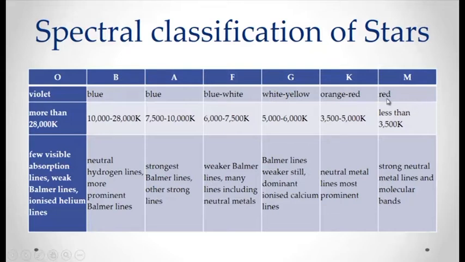M class stars, it's red in color. Its temperature will be below 3,500 Kelvin. So strong neutral metal lines and molecular bands will be there in these M class stars. So Harvard spectral classification is done based on higher temperature to lower temperature, so hottest to coolest. This is how Harvard spectral classification of stars has been done.